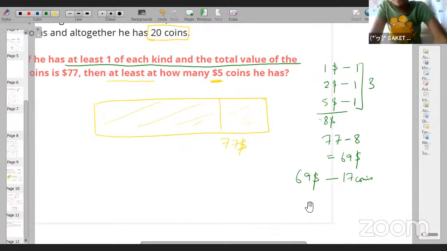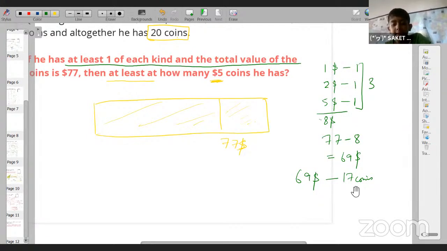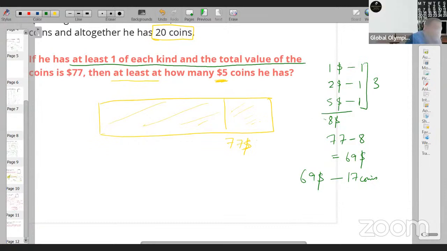So we have $69 and 17 coins to play with. That means we cannot use all of them on $2 coins. Let's assume that all 17 are $2 coins. Will it take me to 69? It cannot take me there, right? In that case, the value will be 34, correct?